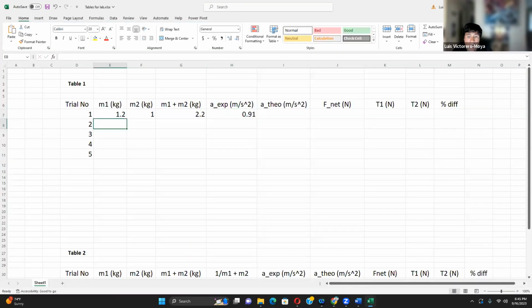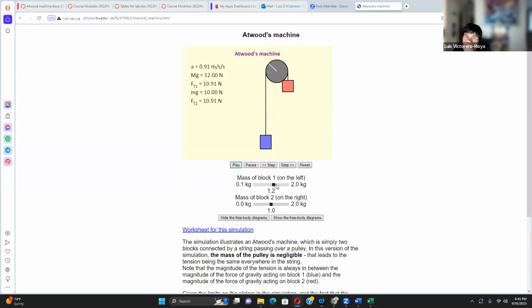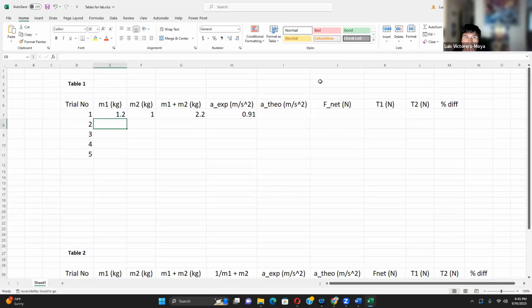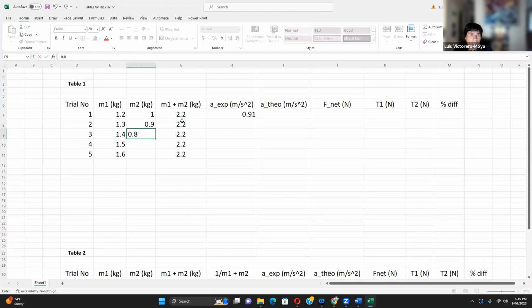For this one, you want to keep the total mass constant, so you want to add maybe 0.1 of a kilogram here and subtract it here. So that means that you have 0.2 still, at 1.2 still as total mass. So this will be 2.2 regardless. And you want to center this. And this will be 1.3, 1.4, 1.5, 1.6. And this will be 0.9, 0.8, 0.7, 0.6. And then here you will have the experiment.